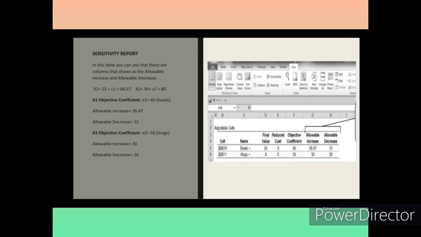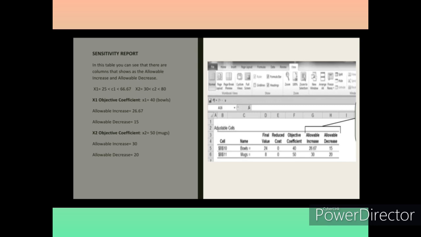The objective coefficients, the 40 and the 50, tell us the coefficients that are associated with the decision variables in the objective function. So, in this problem, the coefficient was the profit per unit for bowls produced and the other objective coefficient was the profit per unit of mugs produced. The profit for the bowl can vary between 25 and 66.67. Also, the profit of a mug can vary between 30 and 80.